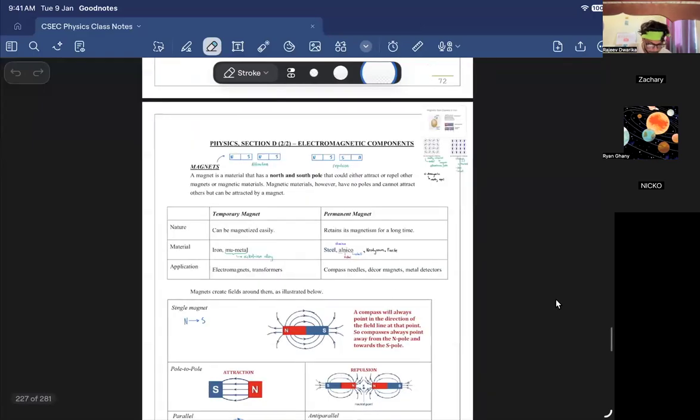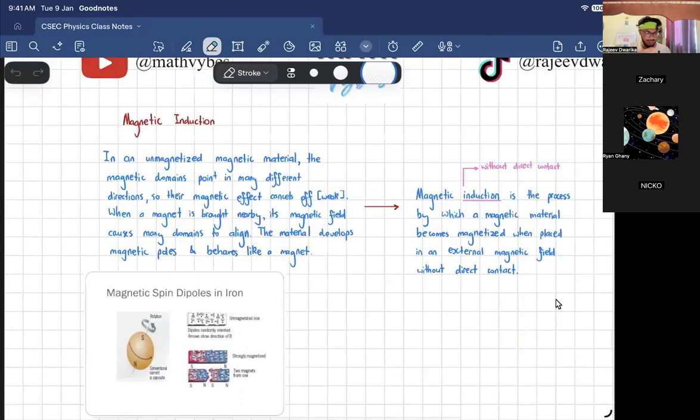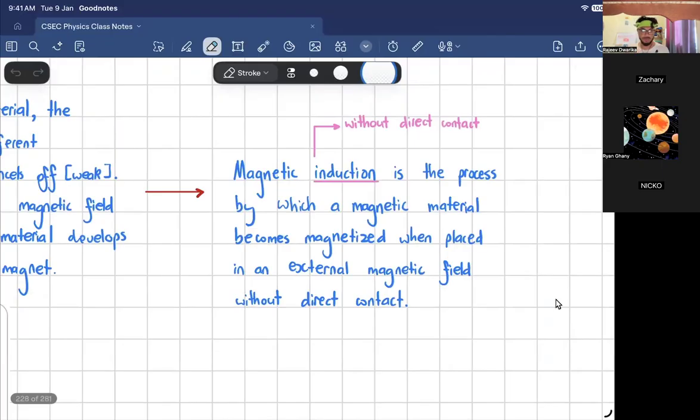Okay, so in the last class, we looked at magnetic induction. If you all recall, that's the wireless process by which you temporarily magnetize a magnetic material. That's the whole point of it. And I gave you all the long explanation in the last class, right? But essentially, all you have to remember is that magnetic induction is the process by which a magnetic material becomes magnetized when placed in an external magnetic field without direct contact.